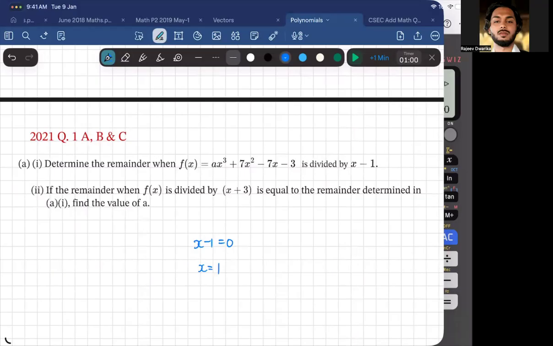Where am I going to put that to find the remainder? To the X. So wherever I see x, I'm going to write 1. Great. So do that for me. You're going to say f of 1 and you're going to find the remainder.